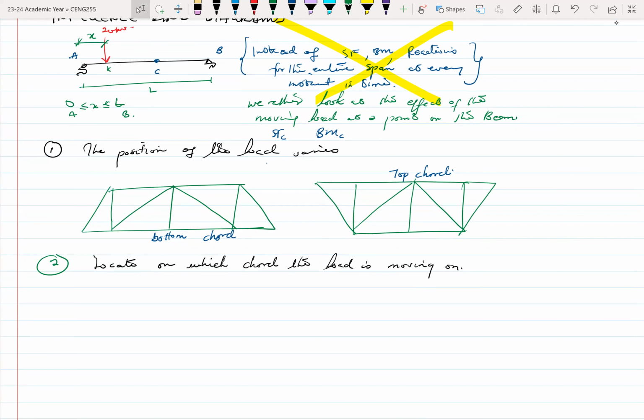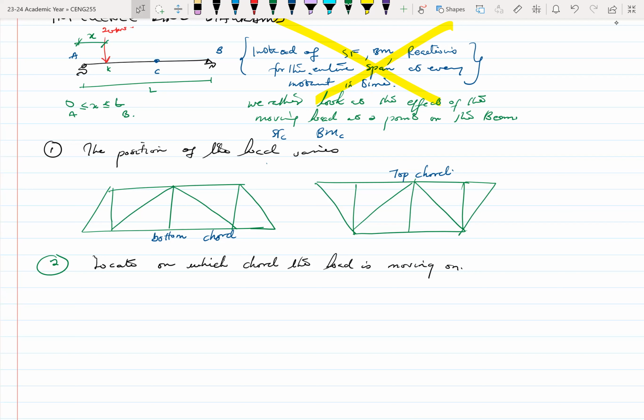Then obviously, as you're looking for the chord on which the load is moving, also pay attention to the positions of the supports, right? Supports could be top and down, left and right, it could be anywhere. So always take note of the position, because sometimes students, having solved a few questions with bottom chord moving load, the brain picks up that information as if every truss has only bottom chord moving loads, which is not the case.